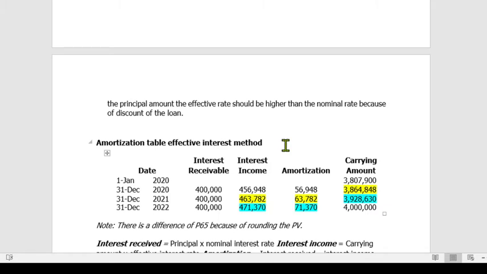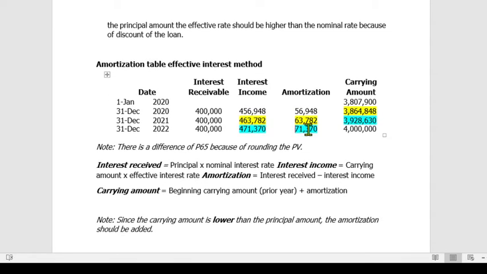Okay, if you will be observing, there's a note, there's a difference of 65 because of the rounding of the present value. Kapag andun ka na sa end of the year, ang gagawin mo lang dyan is yung 3,928,630, di ba? If you will observe or follow yung procedure na ginagawa natin, yung carrying amount multiply to 12% and then kukunin yung amortization and then i-add doon sa carrying amount to get the succeeding carrying amount for the next year. O-observe mo na magkakaroon ka ng 65 peso na difference dyan.